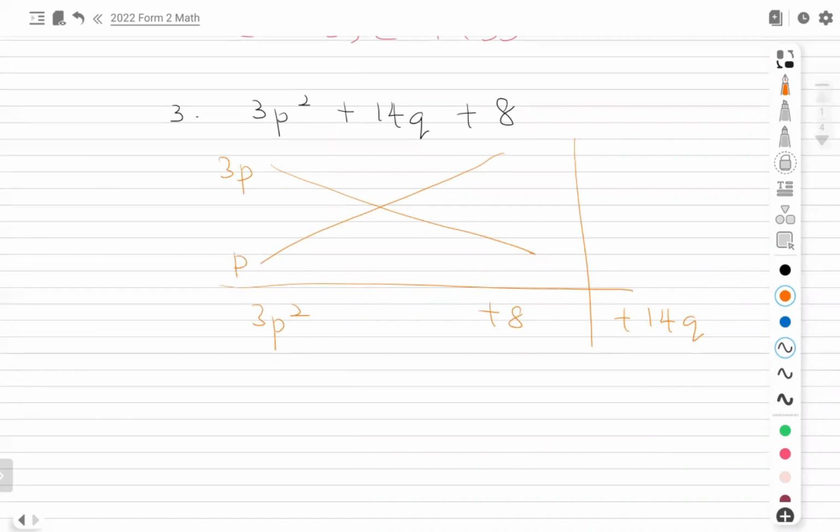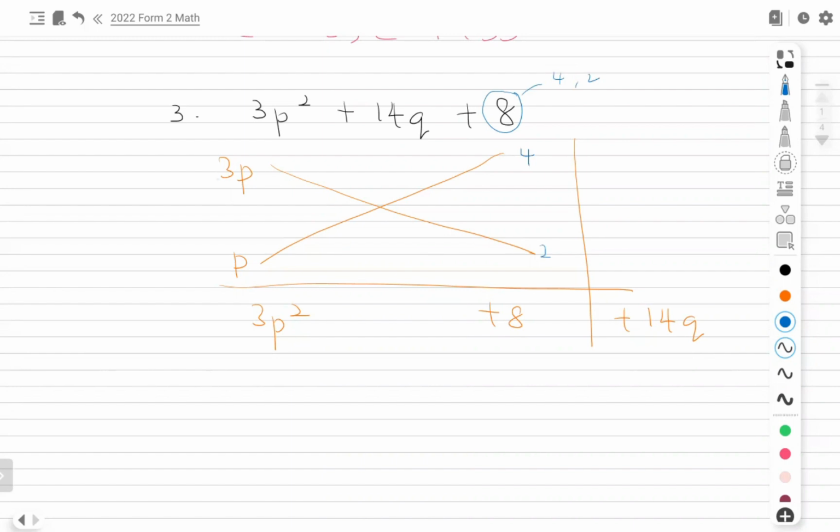If you have a prime number, what are the prime numbers? 2, 5, 3, 7, 11. So when we partition the factors, it's easy. 3p and p. P square means pp. If you have 7p square, then it becomes 7p and p. Then next, the second term here, 8. 4, 2. You can use 4, 2 or 1, 8. So we try 4, 2 here first. Then you follow the line.